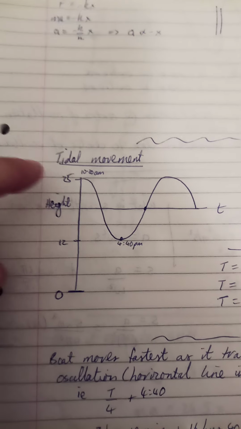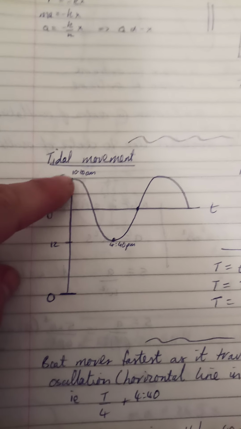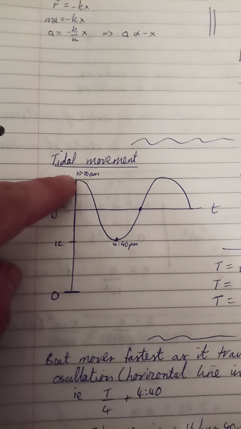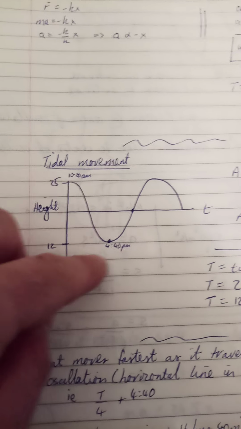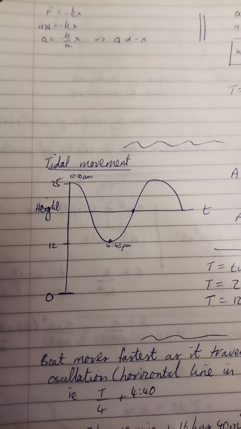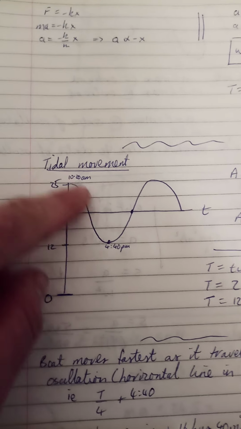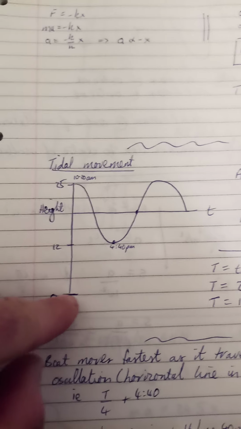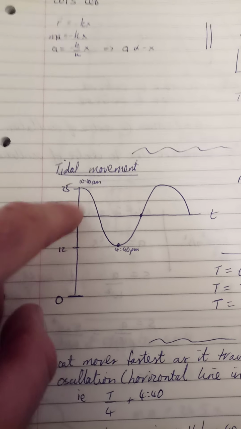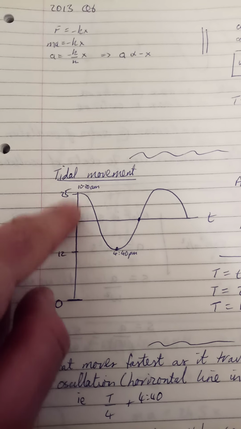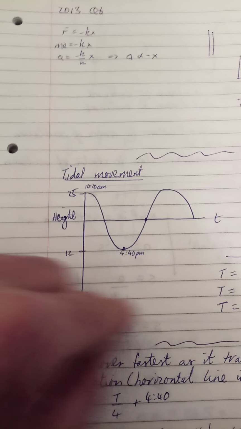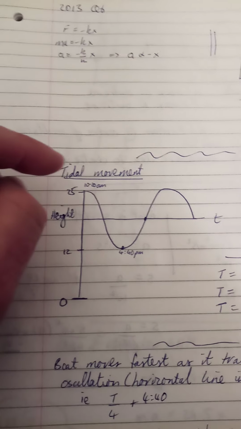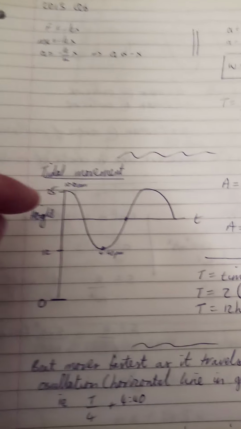So what happens is it's at high tide at 10:20. We're told to execute simple harmonic motion. So we've got a kind of wave thing going on there, a simple harmonic motion wave. And it gets to low tide at 4:40 p.m. and it's a height of 12 above the ground underneath the sea. So the tide goes like that to that, up and down, but there's always water there, so the ground is underneath. Okay, let's start with the amplitude.